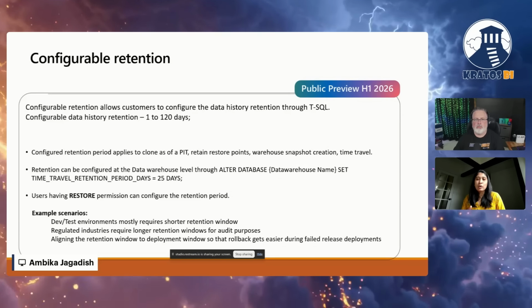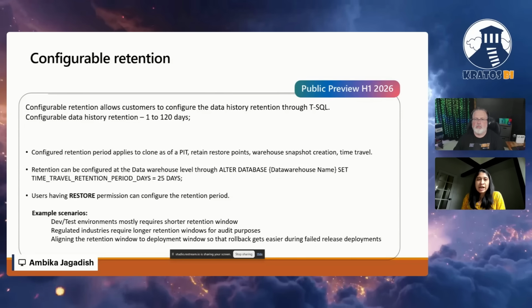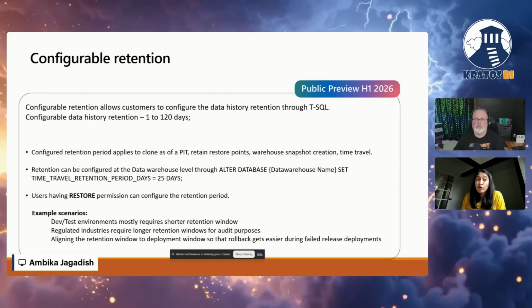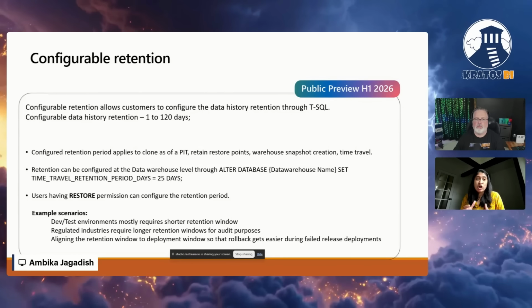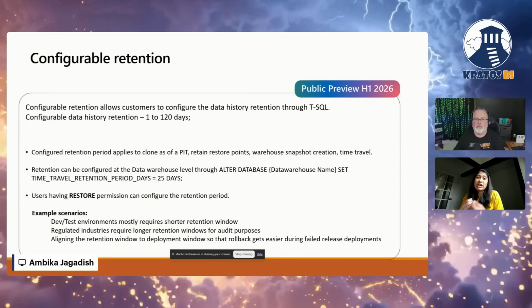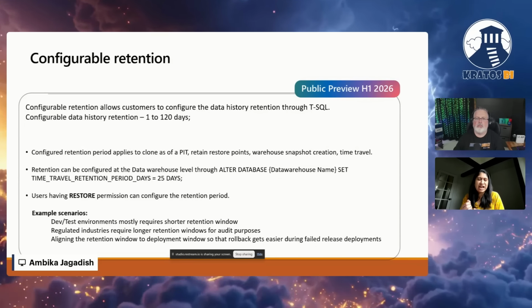In scenarios where you have a dev test environment where you want shorter retention windows, where you do not want to pay for the storage costs in a dev test environment, you can reduce the retention period to a shorter period of your choice. In regulated industries, sometimes for audit purposes, you would want to have a longer retention period set for the Fabric Data Warehouse. So that is when you can increase the retention period to, for example, 90 days, 100 days, up to 120 days.